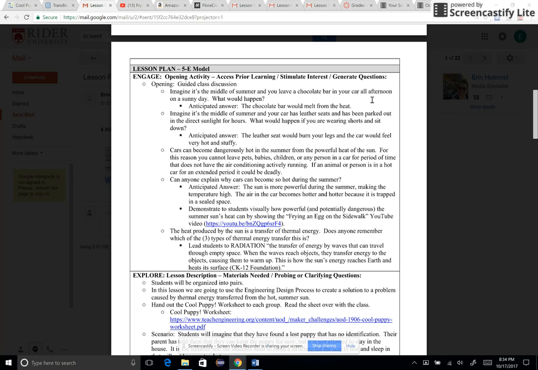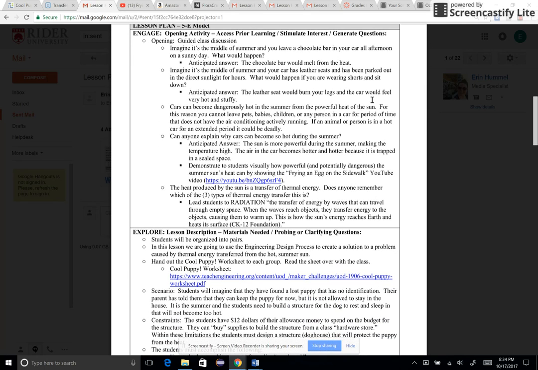We then ask the students to imagine it's the middle of summer and their car has leather seats and has been parked out in the direct sunlight for hours. And what would happen if they were wearing shorts and they got into the car and sat down? We anticipate that the students would know from their own personal experiences that the seats would feel like they're burning because leather absorbs heat very rapidly and strongly. So they would feel the burning of that leather. It's something that they would not enjoy experiencing.